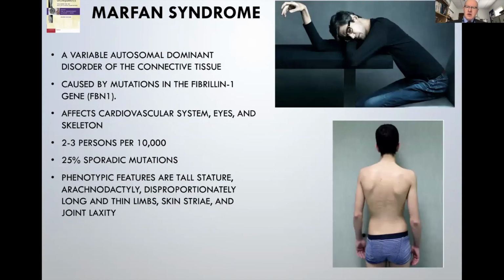Moving on to the connective tissue disorders, Marfan syndrome, it's a variable autosomal dominant disorder of connective tissue. It's caused by mutations in the fibrillin-1 gene. It principally affects the cardiovascular system, eyes, and skeleton. 2 to 3 persons per 10,000 are affected. 25% of cases are spontaneous mutations. Phenotypic features are tall stature, arachnodactyly, disproportionately long and thin limbs, skin striae, and joint laxity.